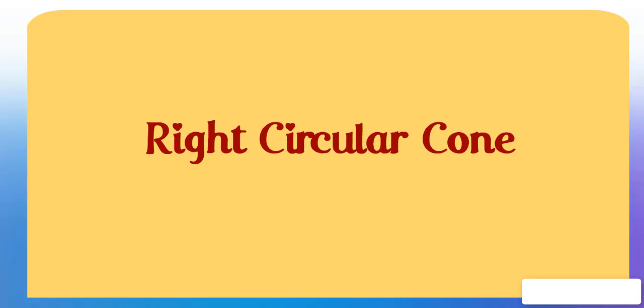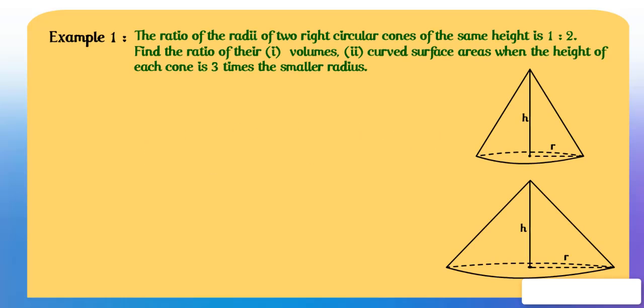Right circular cone. Let's take an example. The ratio of the radii of two right circular cones of the same height is 1:2. Find the ratio of their volumes and their curved surface areas when the height of each cone is 3 times the smaller radius.